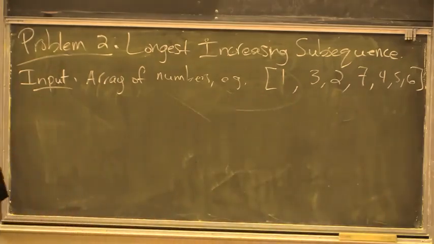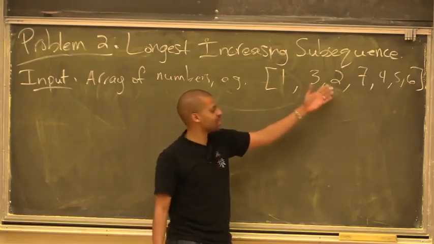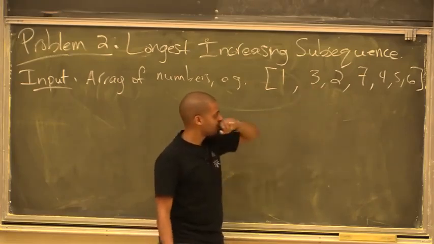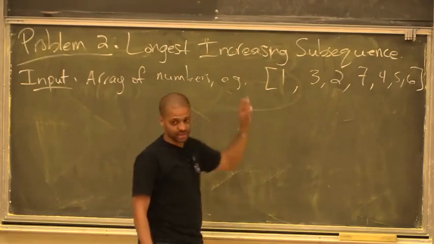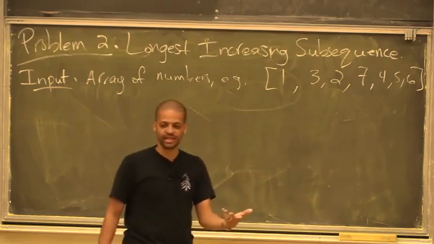And what you'd like to do is find a subsequence of this array. This is an ordered sequence, right? An array is an ordered sequence. A subsequence of this ordered array such that all the numbers in that subsequence are increasing. Let's say, for the sake of today, strictly increasing.